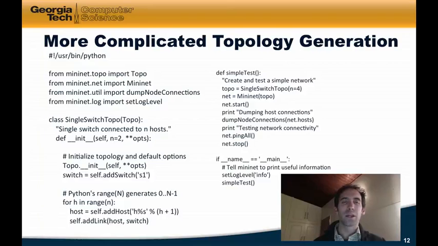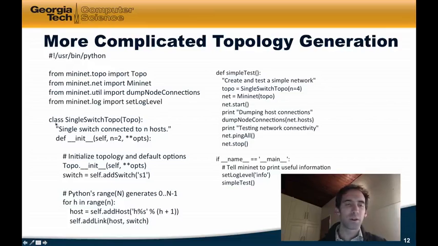Finally, here's an example of a more complicated topology generation. You can see here that you can use the add host and add link functions inside something like a for loop, which allows you to create more complicated topologies by taking advantage of Python's scripting capabilities. Let's walk through this code in a little bit of detail.